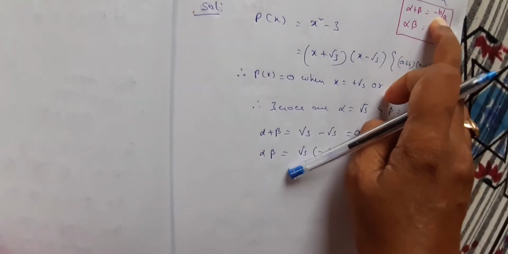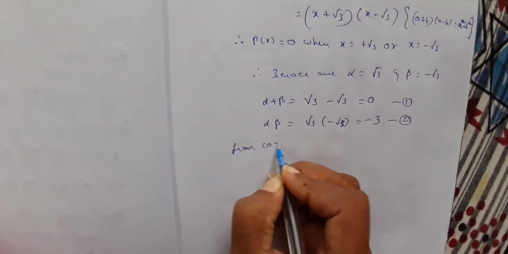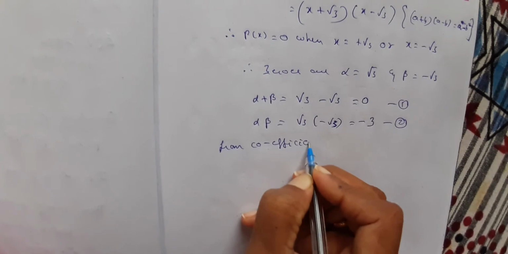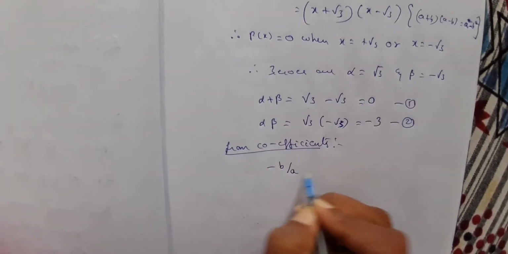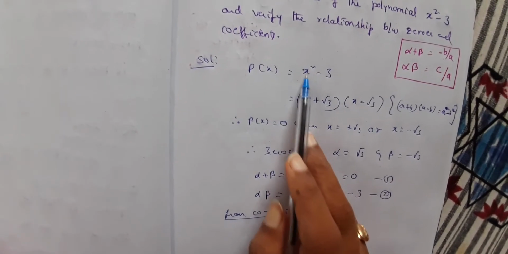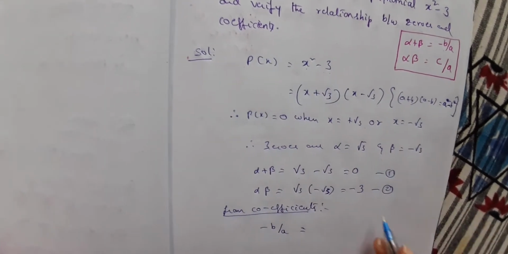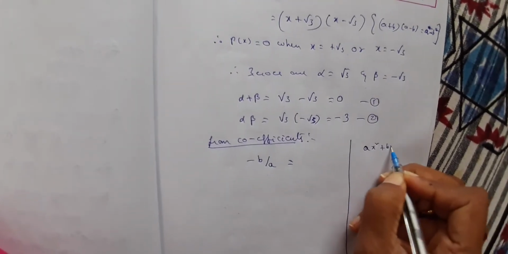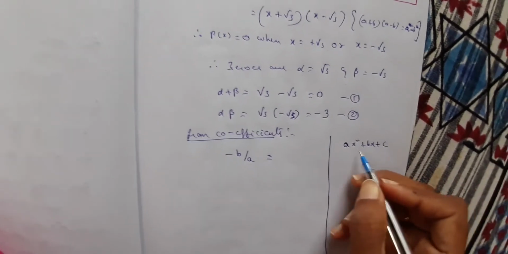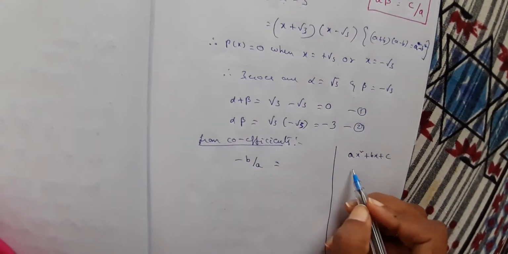So what is that we have to find out? Minus b by a, from coefficients. So what is minus b by a? Here, compare this with the general equation. What is the general equation? A general polynomial is ax square plus bx plus c. So now compare this with it. So what do you have?